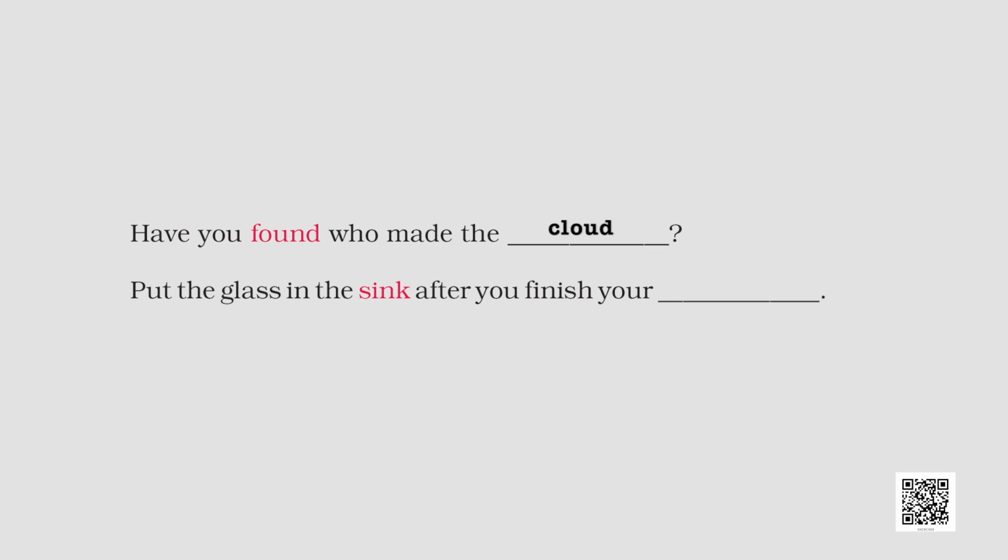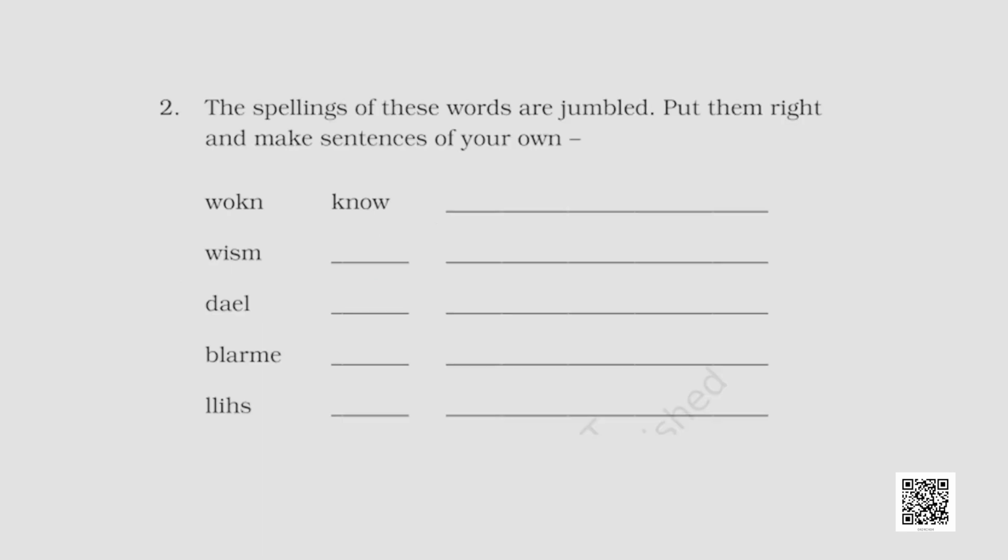Put the glass in the sink after you finish your blank. Get a word from the poem which rhymes with sink. Sure, it is drink. That's excellent. So, put the glass in the sink after you finish your drink. Well done. Let us look at activity 2 on page 63.